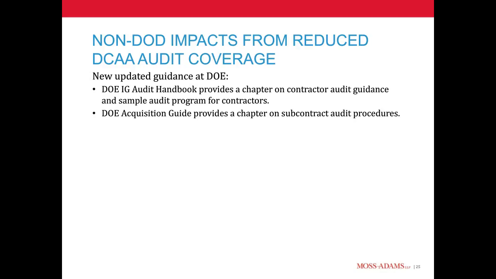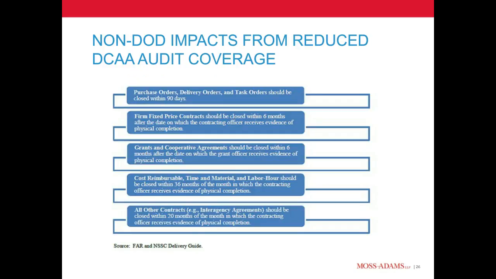Now, moving on to NASA, they had a little different problem, and they have a couple of different characteristics from the Department of Energy. What you see here is from the FAR. It's the basic time frame in which you should close out a contract. And you see at the top we have purchase orders, delivery orders, and task orders basically closed within 90 days. Firm fixed contracts should be closed within 6 months. So these are things that don't take a lot of audits. They're just a lot of paperwork to finish up.